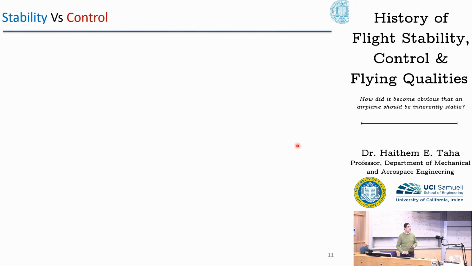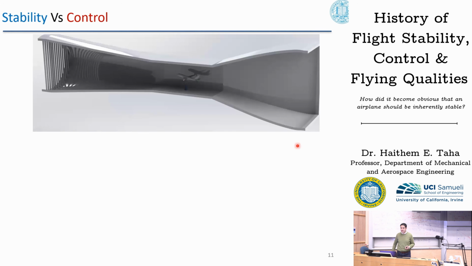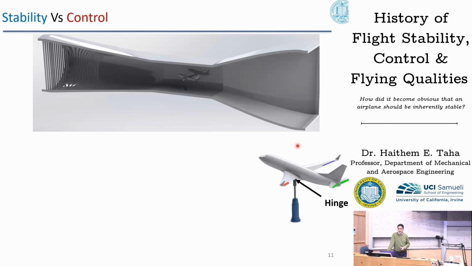So I'd like to go back to this point of the contention between stability and control and demonstrate it on a simple example. This is the example we considered several times in this class. An airplane model in the wind tunnel mounted on a hinge that allows the airplane to freely pitch up and down. So you can easily write down the equation of motion for this single degree of freedom system.